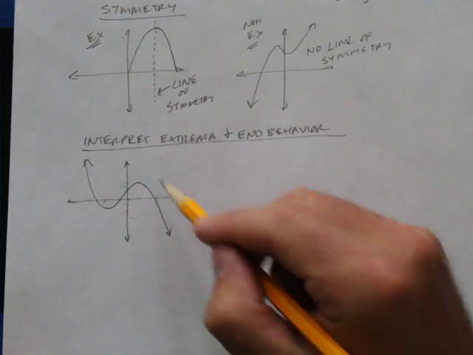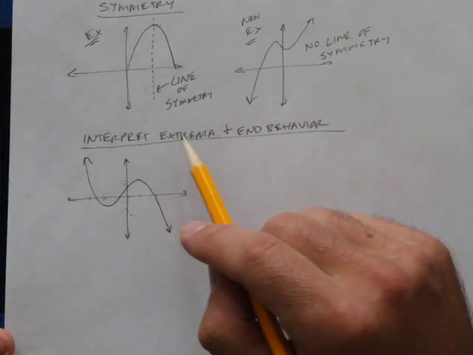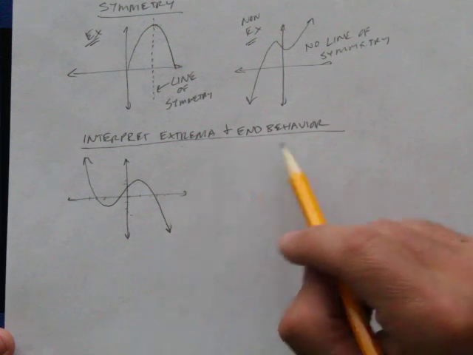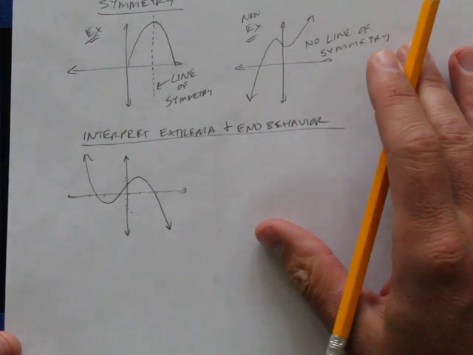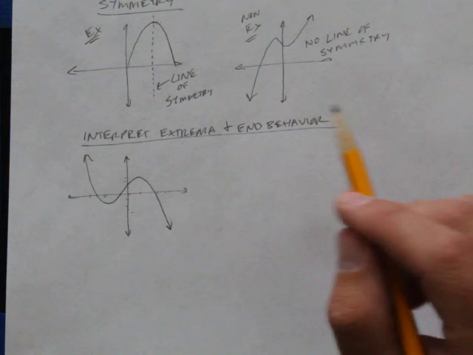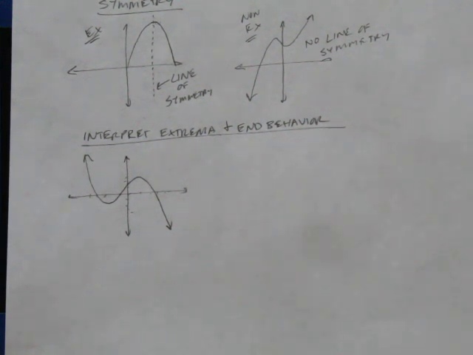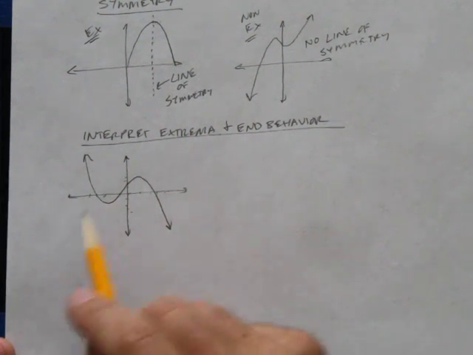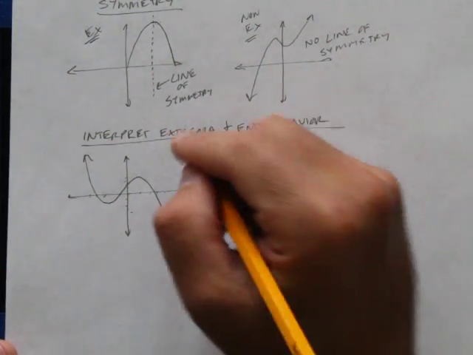All right, and we're going to use this graph as a way to understand what is this whole thing called extrema and end behavior. Let's figure this out. Also, we're going to figure out where this graph is increasing or decreasing. Okay, let's start with increasing and decreasing. So we always read graphs from left to right.